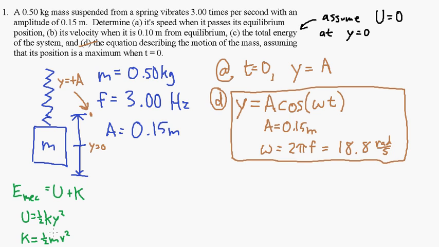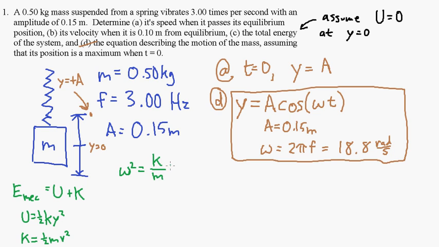Probably the best way to go about this then is we know what m is. Let's see if we can find out what k is. So we can recall from working with simple harmonic motion that omega squared for a spring mass system is k over m.